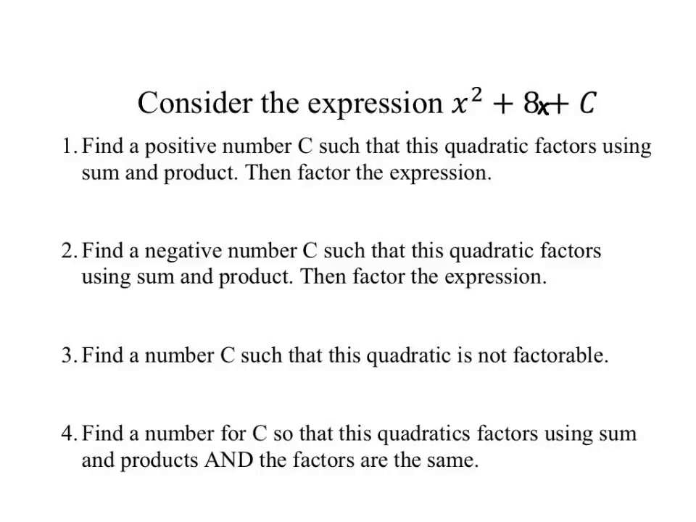Let's say we have 12. The factors of 12 are 1 and 12, 2 and 6, 3 and 4. Well, I notice that 2 and 6 combine to get 8, so my c could be equal to 12. There are a few other factors that would work, but for this one we're going to use c equals 12.